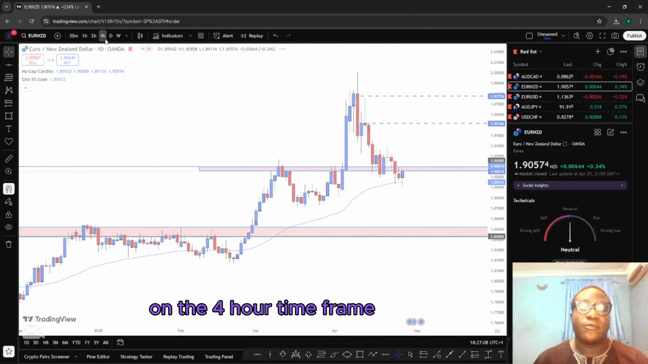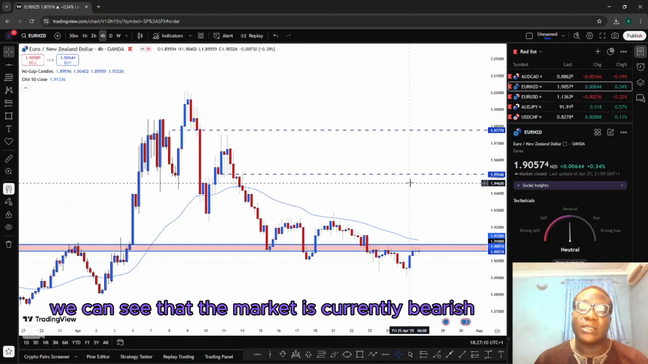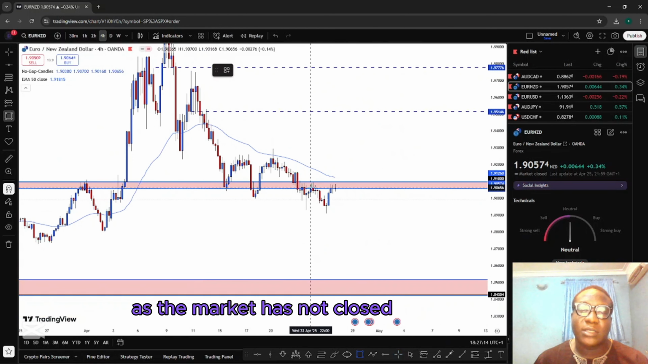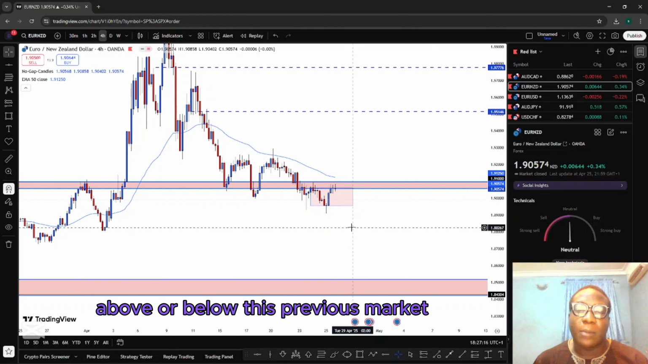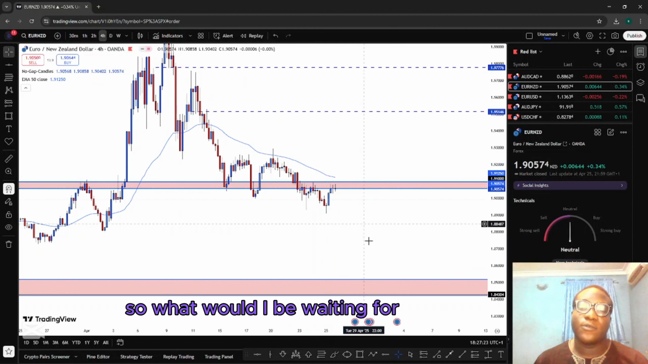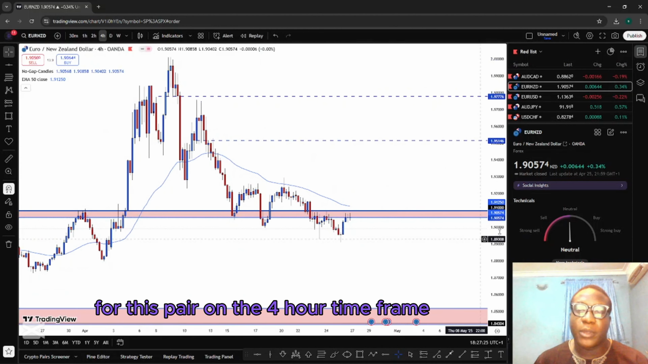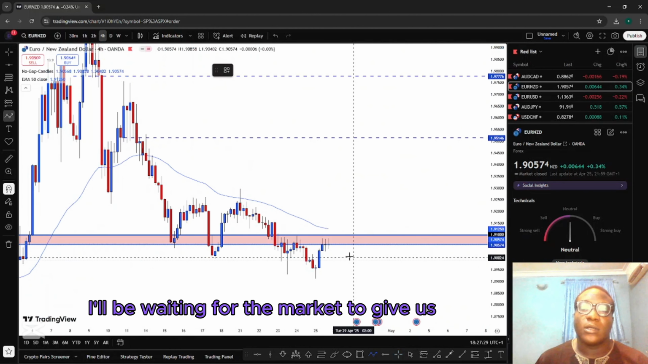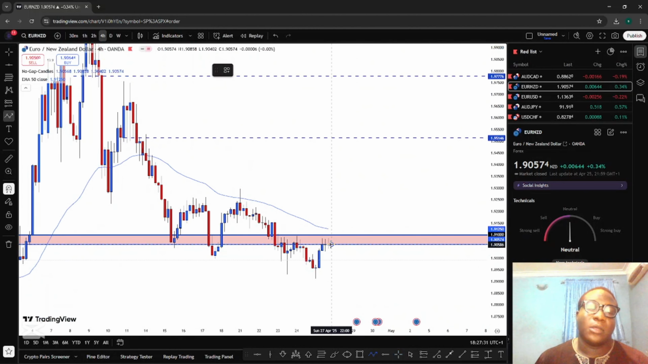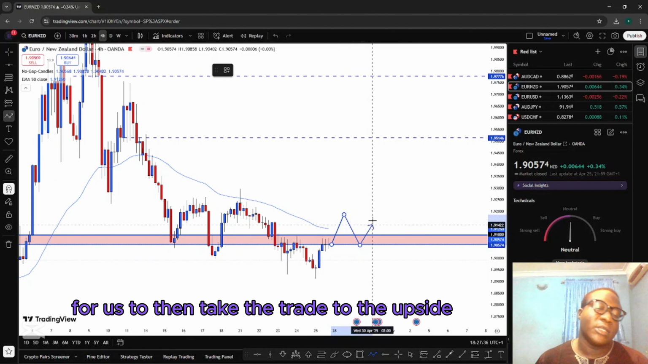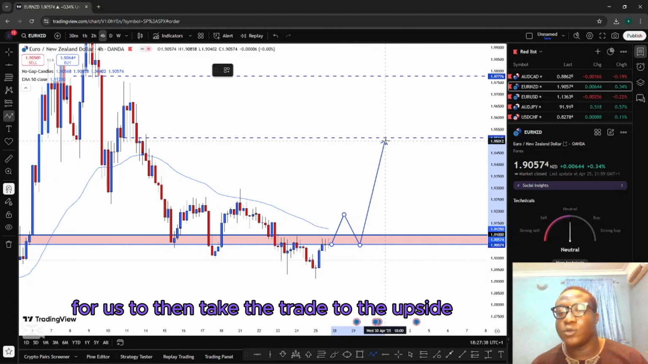On the 4-hour time frame, we can see that the market is currently bearish as the market has not closed above or below this previous market bearish swing. So what would I be waiting for this pair? For this pair on the 4-hour time frame, I'll be waiting for the market to give us a push to the upside, give us a retest for us to then take the trade to the upside.